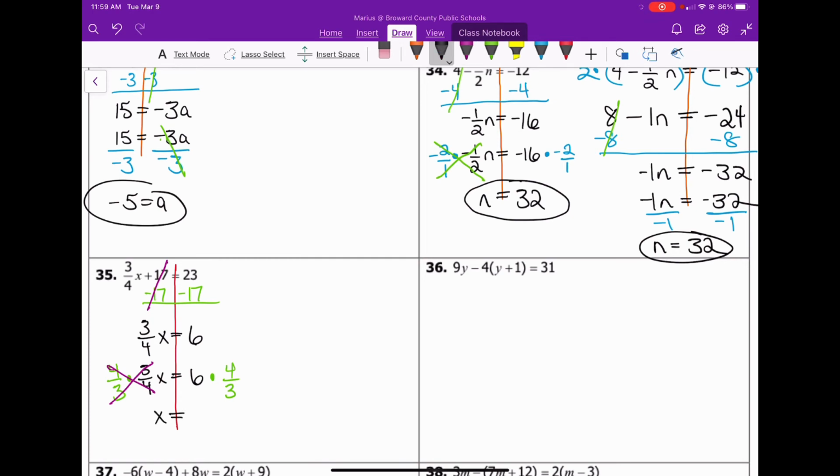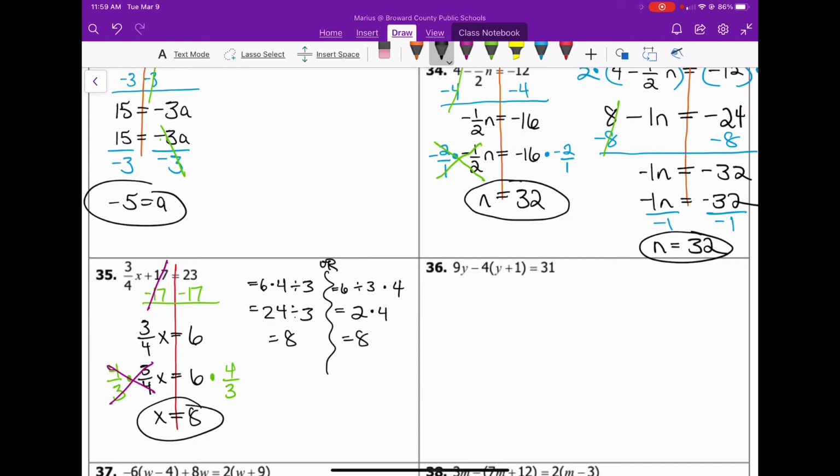If we work this out over here, there are 2 different ways we could look at this. We could do 6 times 4 and then divide by 3. Or we can do 6 divided by 3 and then multiply by 4. As long as you divide by the denominator and multiply by the numerator, the order does not matter. If I did it the first way, that's going to give me 24 divided by 3, which is 8. Or I could have 6 divided by 3, which is 2, and then 2 times 4 is also 8. Either way we go, 6 times 4/3 is 8. Final answer.